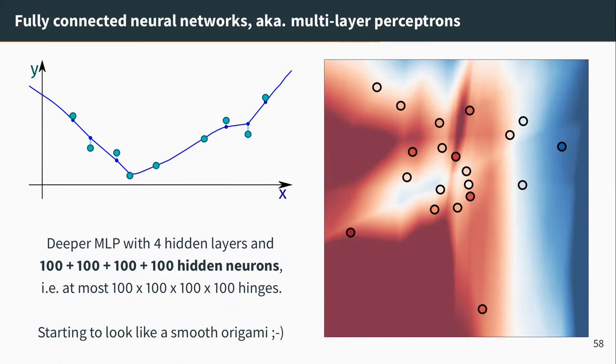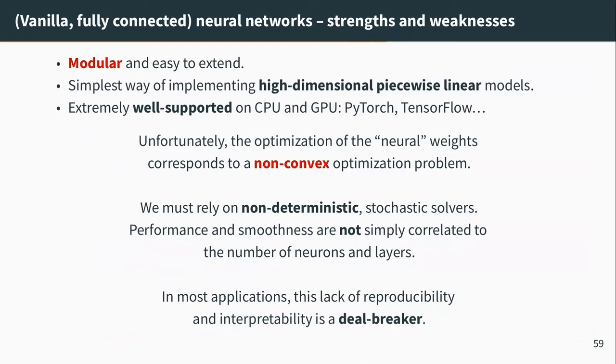Probably you've already trained one of them. You've seen that this is highly stochastic and unreliable. So if you look at vanilla, fully connected neural networks, you can think about the following strengths and weaknesses. The first strength is that this method is super modular and easy to extend. And as you know, this is a main selling point of the method, right? The fact that this idea of introducing intermediate variables, trying to model decision flows, allows people to be creative.